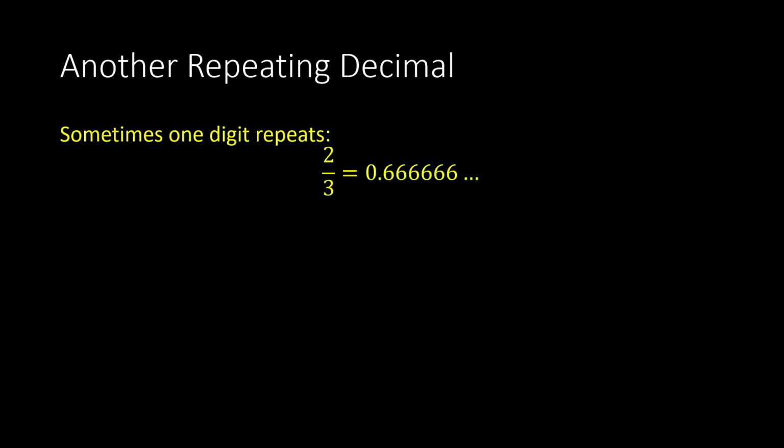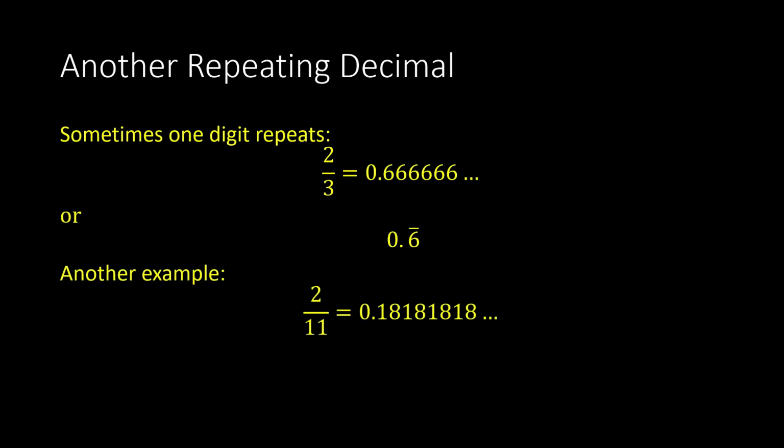Sometimes one digit repeats. So for example, 2 over 3 equals 0.66666, and so on. In this case, we can write this as 0.6 with a bar on top or with a dot on top, as we had previously. Another example is 2 over 11, which equals 0.18181818, and so on. And we can write this as 0.18 with a bar on top, like so.